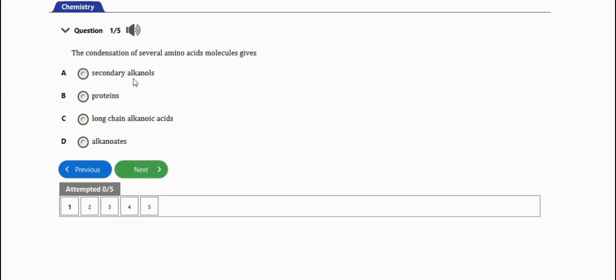we have option A, secondary alkanols, proteins, option B, long chain alkanoic acid, alkanoates. So the right answer is option B, which is proteins. That is for this question. The next repeated question will be this one.